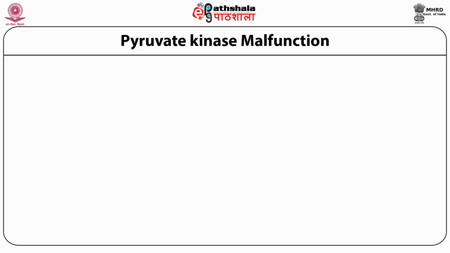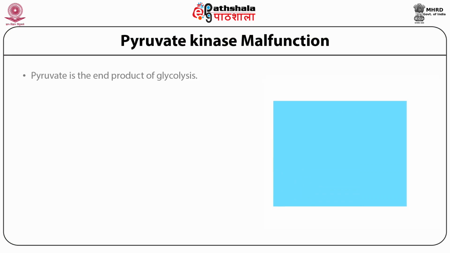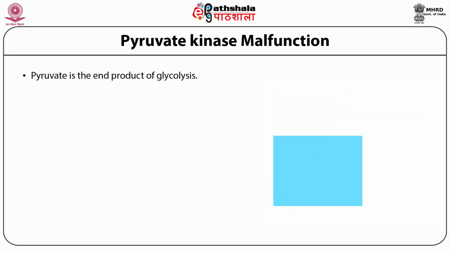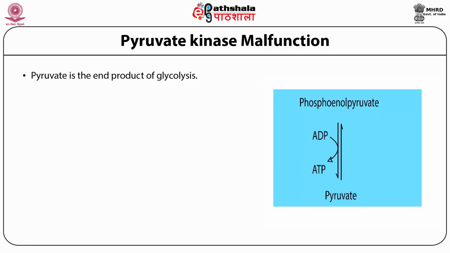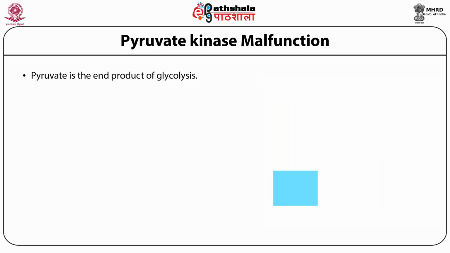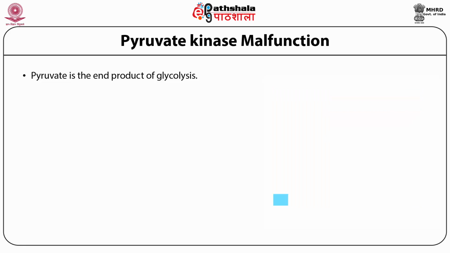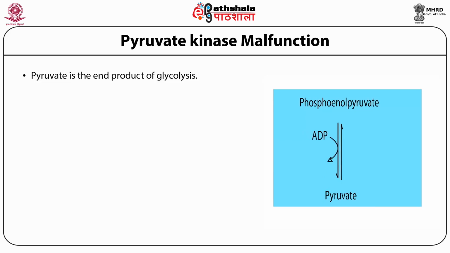A total of 10 diseases are said to be associated with glycogen storage diseases. Pyruvate kinase malfunction. Pyruvate is the end product of glycolysis. Two pyruvic acid molecules are formed from the two molecules of phosphoenolpyruvate. This reaction is catalyzed by pyruvate kinase.